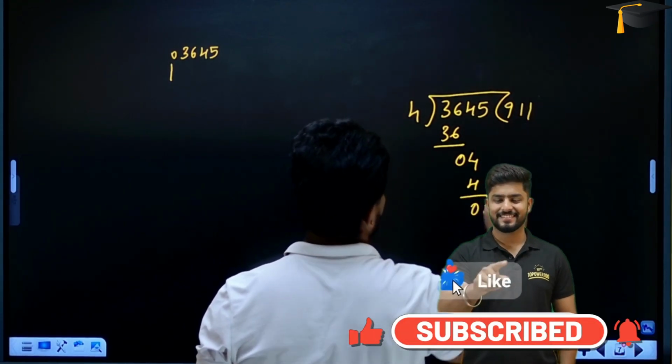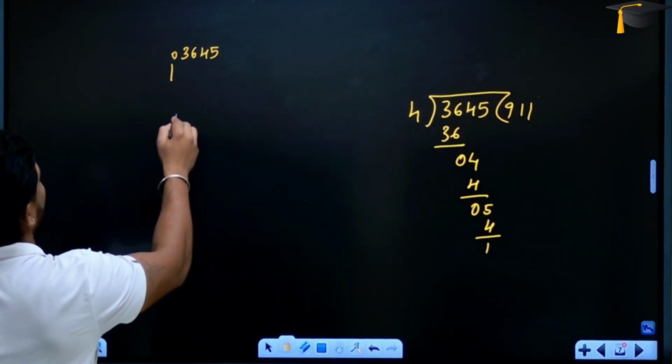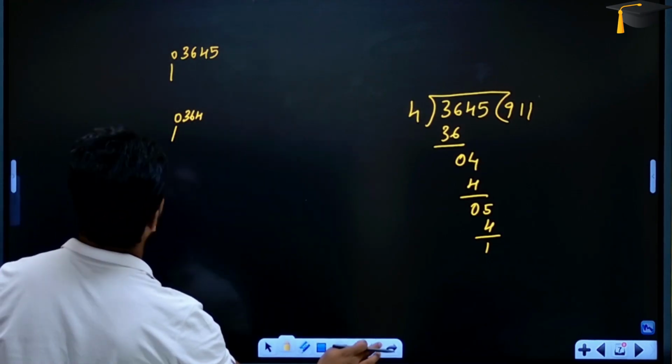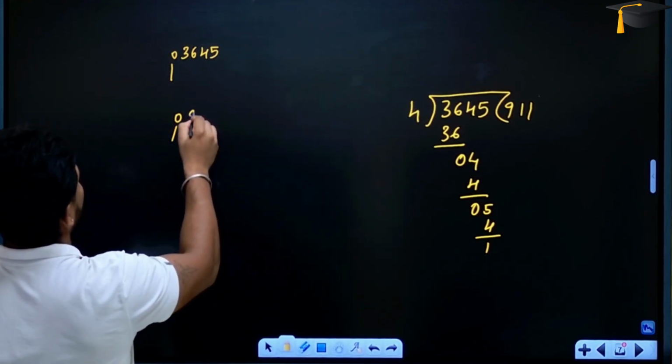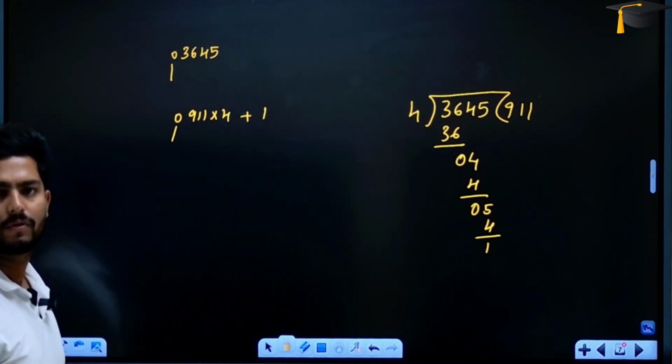4 1s are 4. So the remainder is 1. Correct? So what happens now, we can write this I to the power 3645 as I to the power 911 into 4 plus 1.